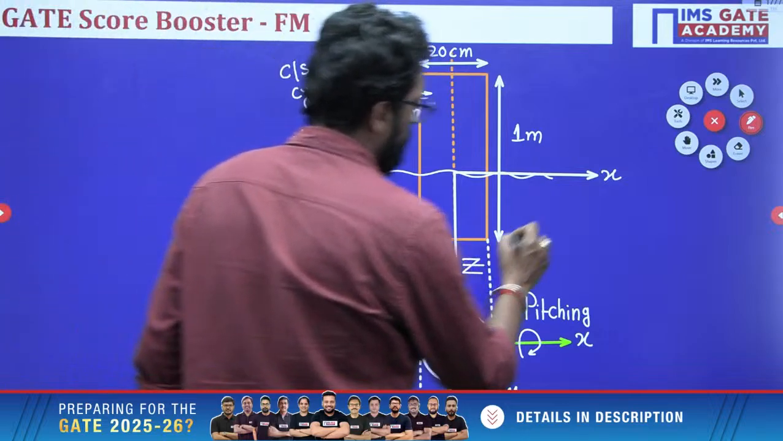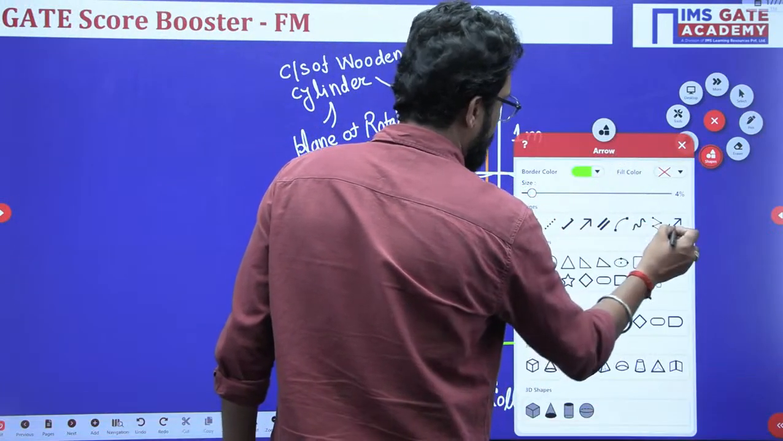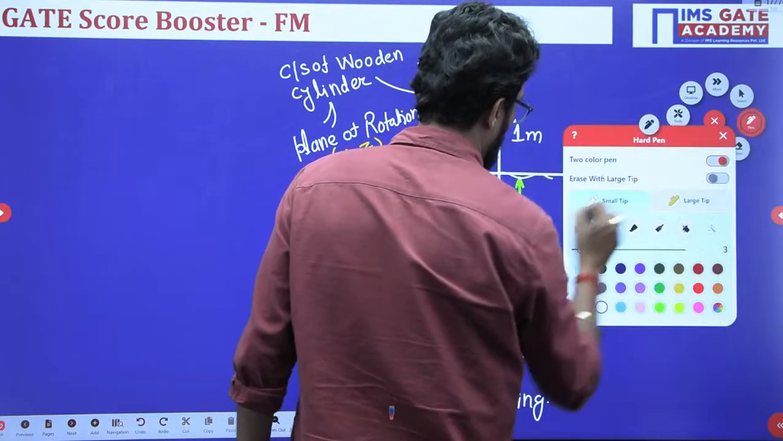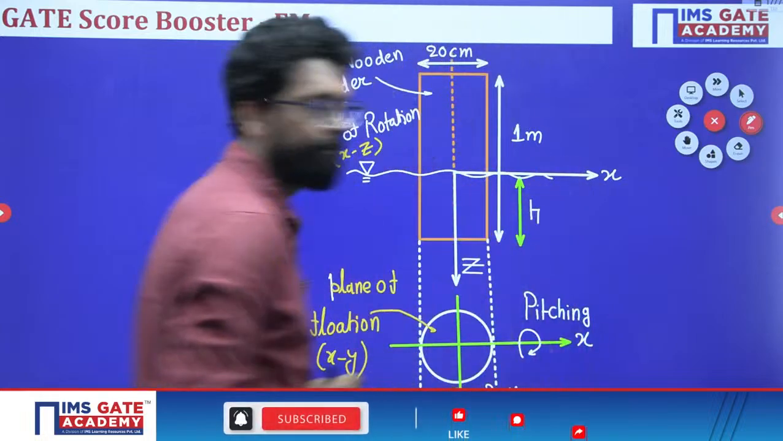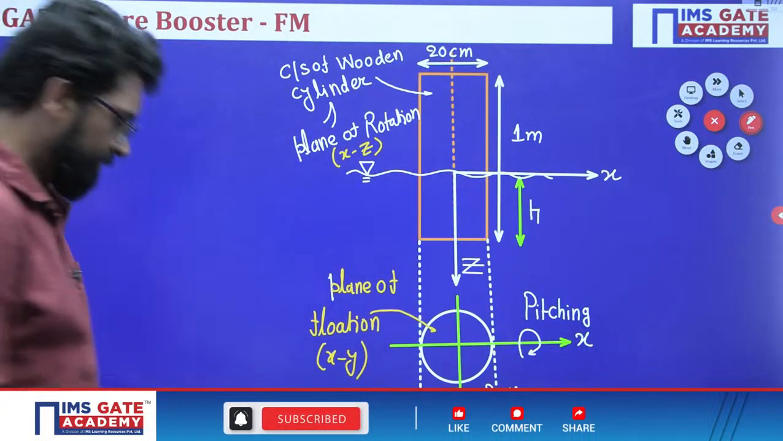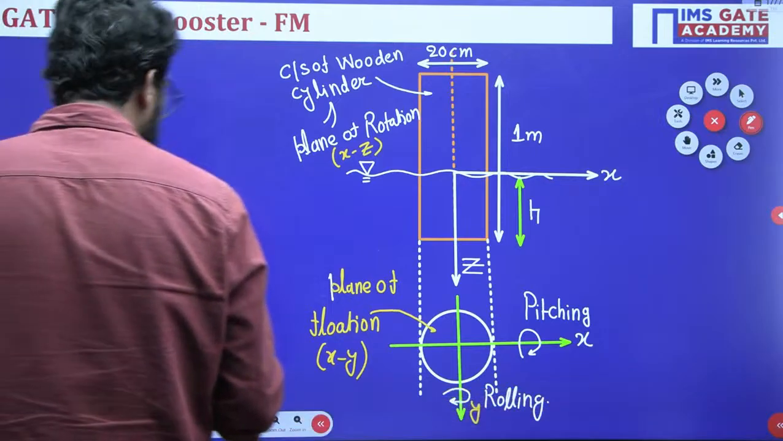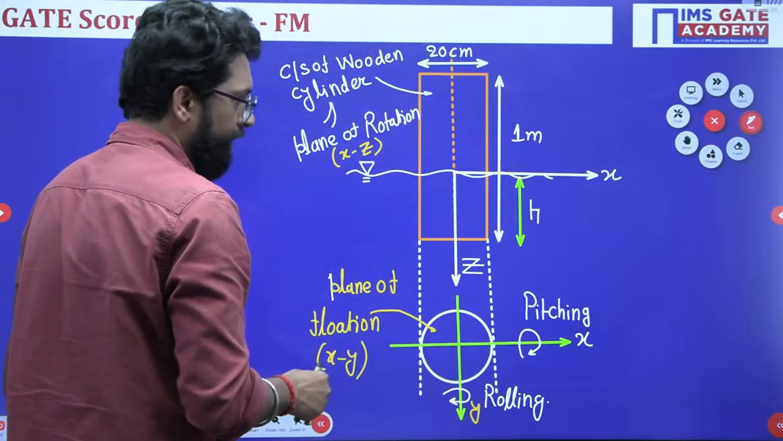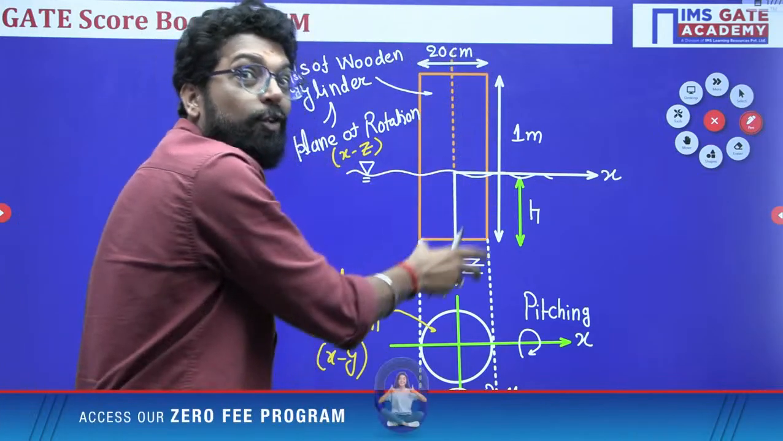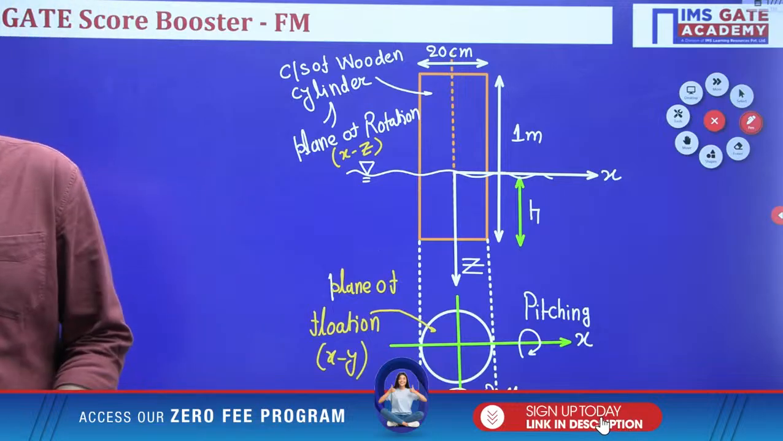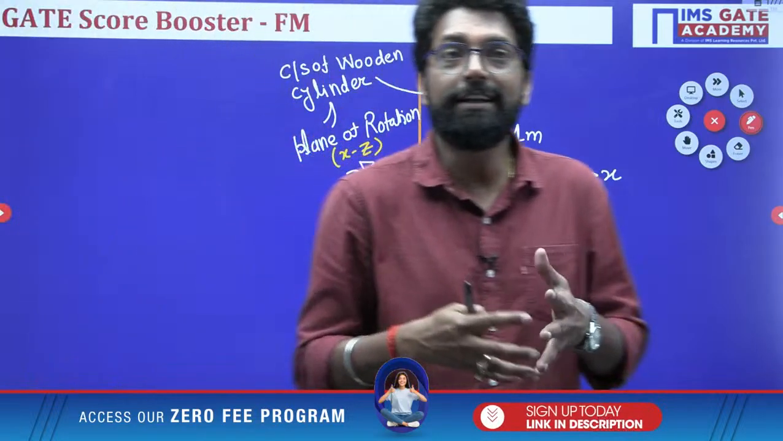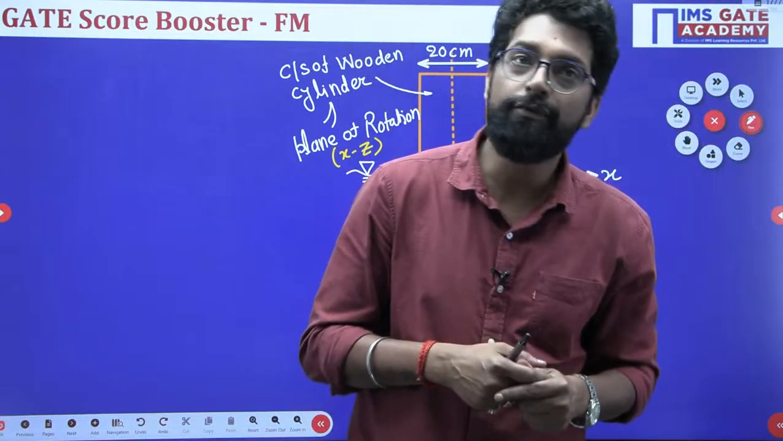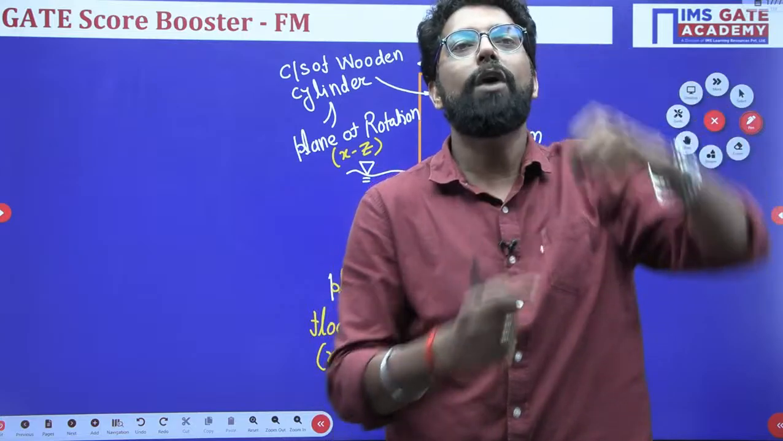Let's suppose this will dip inside the water to a height h. Now, my dear, this is your initial position. This is in equilibrium. What is the equilibrium condition of floating? The equilibrium condition of floating is weight equal to the buoyancy force, number one.